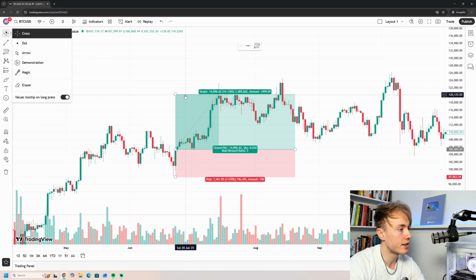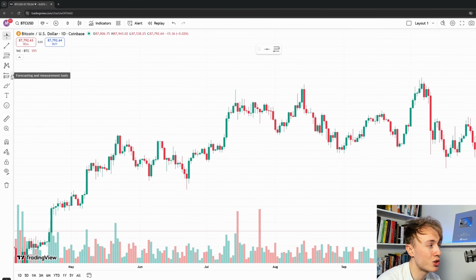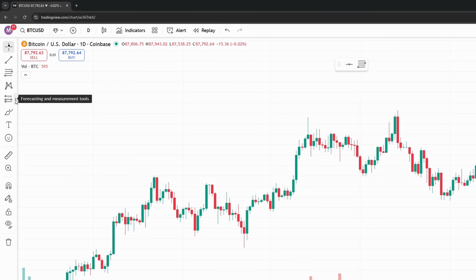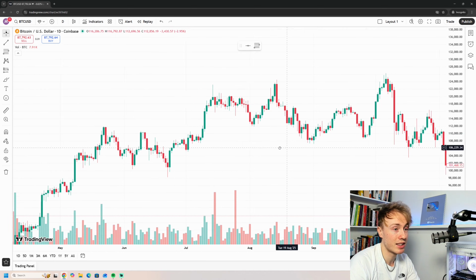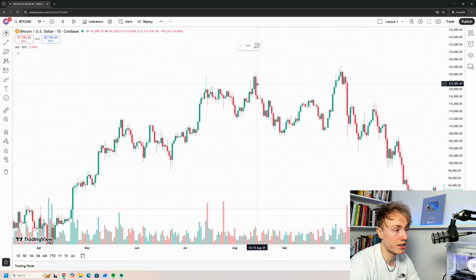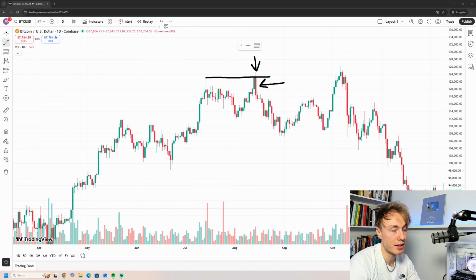Let's also super quickly take a look at the short position. You find the short position at the same spot, forecasting and measurement tools. You make sure to enter the short position right here. And let's say that we found a trade right here. This is actually what is known as a failure test. You can see this is when we test a resistance. The price briefly breaks above and then the bears take control, and we see this massive red candle right here.